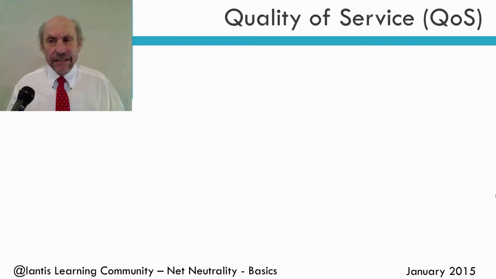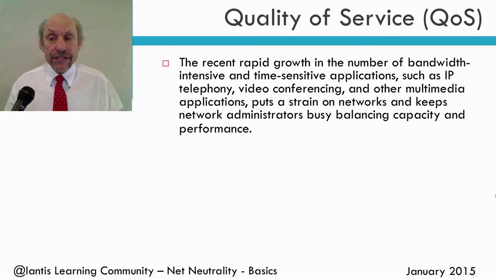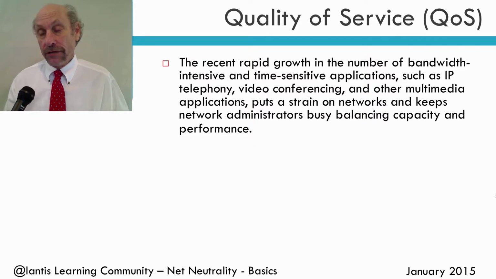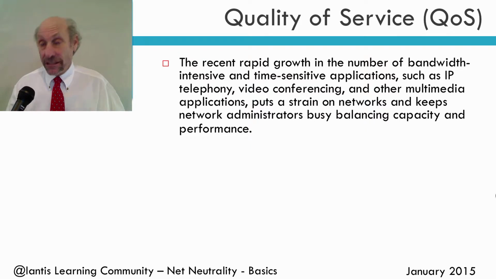There exists a thing on the internet called quality of service. We call it QoS. And I'm going to read this because it's technical and I want to make sure we get it right. The recent rapid growth in the number of bandwidth-intensive and time-sensitive applications such as IP telephony, video conferencing, and other multimedia applications puts a strain on networks and keeps network administrators busy balancing capacity and performance. This happens today. There is a thing called QoS, and in fact, the new iteration of the internet, IPv6, actually enhances quality of service.